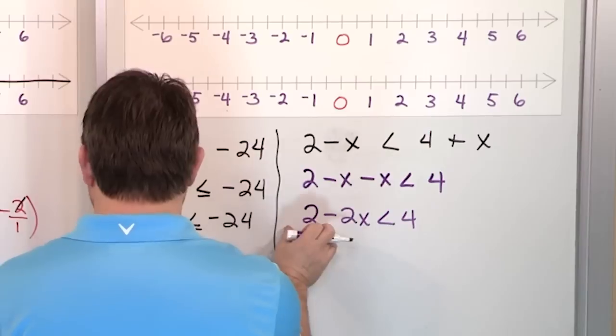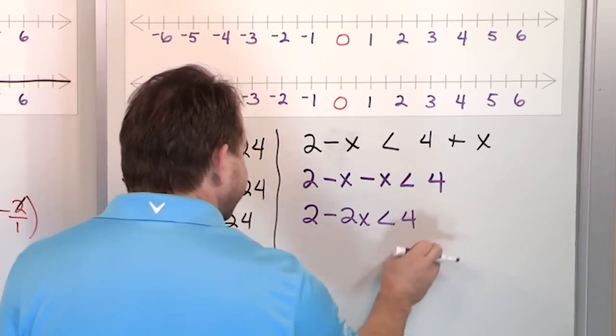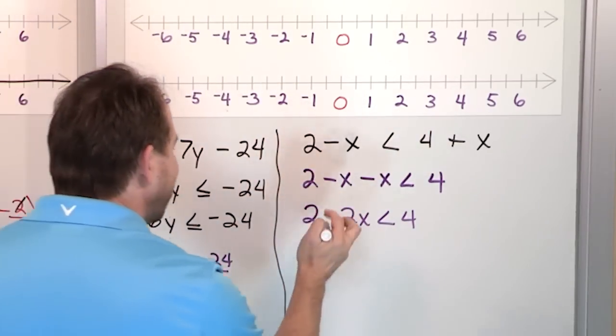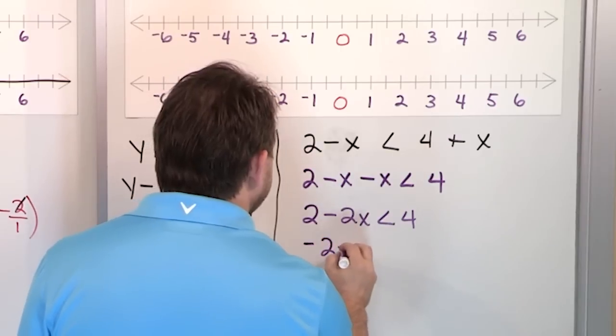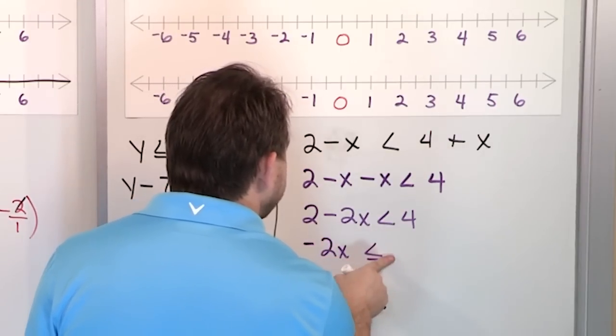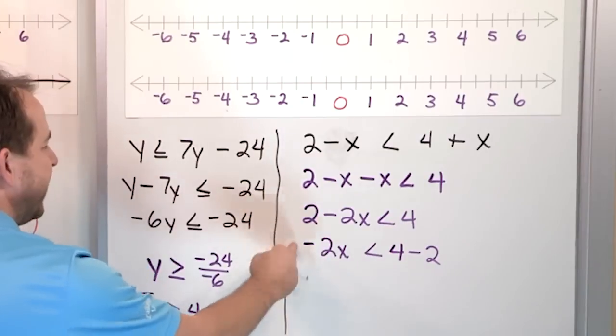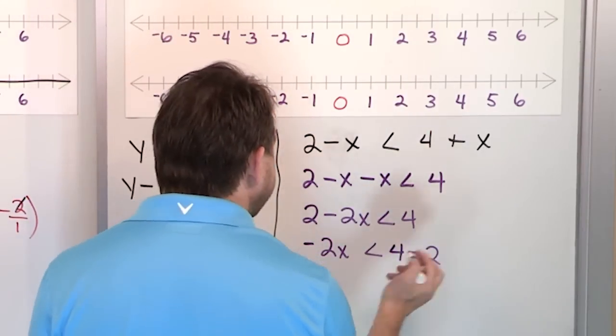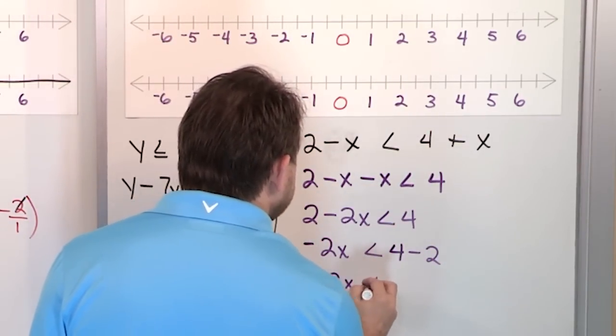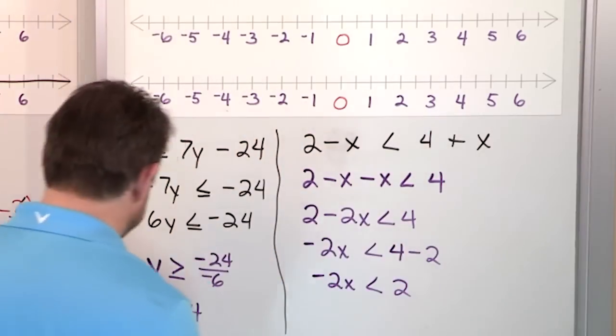Now we have to take the number 2 and move it to the right. This is a positive 2, so we'll have to subtract 2. Like this, whoops, not equal to in this case. We'll have 4 minus 2 on the right. So we subtract 2 from the left, it disappears, subtract 2 from the right, and what we have is negative 2x less than 4 minus 2 is 2.